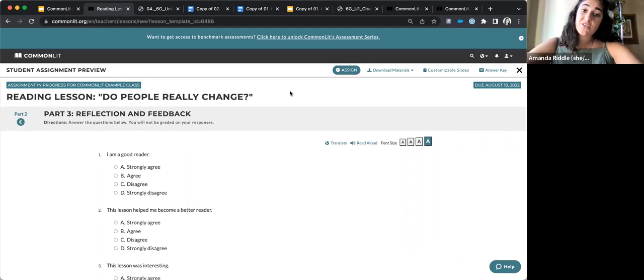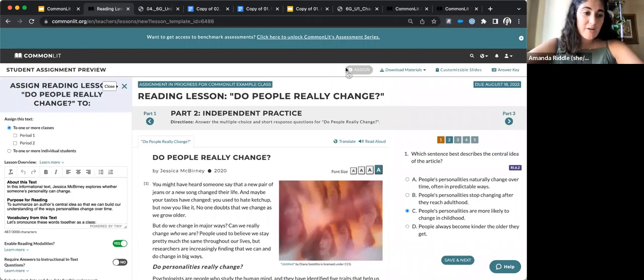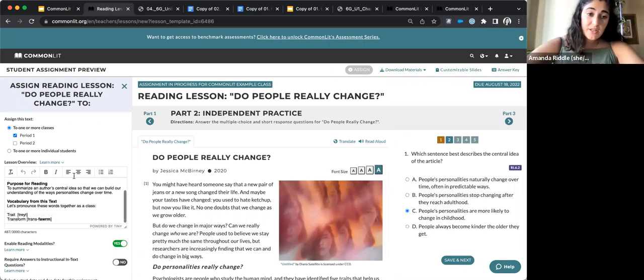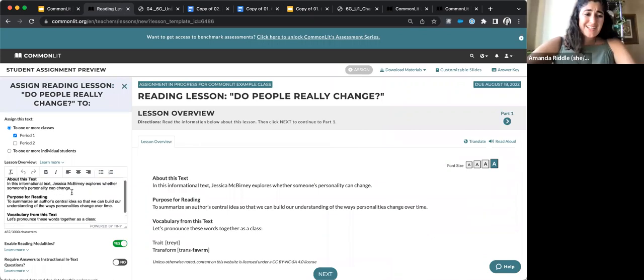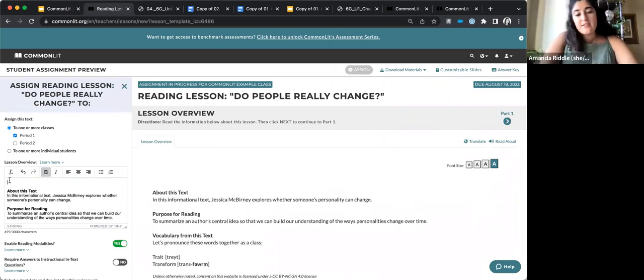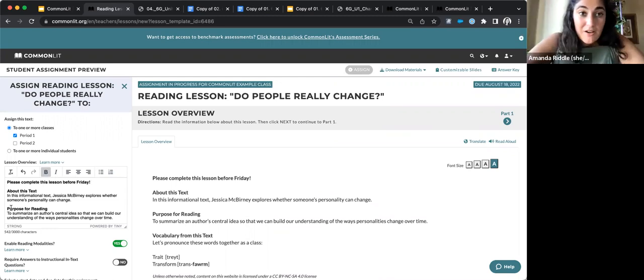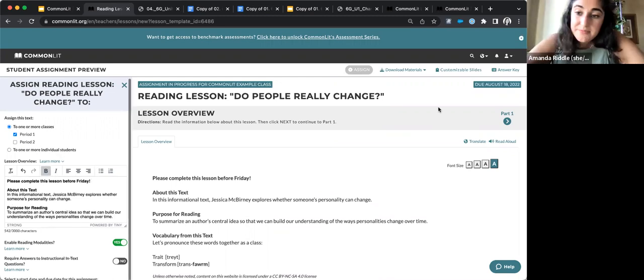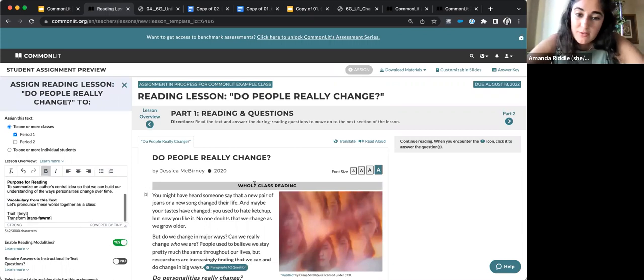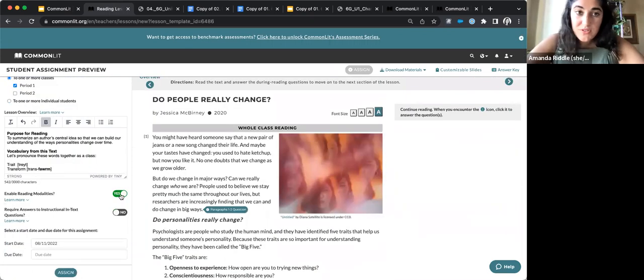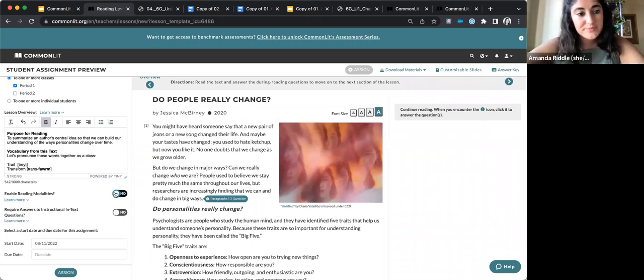If you do want to assign it digitally, you just have to press this big blue assign button. You can choose the class period that you want to assign it to. If I go back to part 1, I can even edit this and say, like, please complete this lesson before Friday, if I want to remind people of the due date. If I move through the parts, I can enable this whole class reading to make sure that students know we're doing a whole class read. Or if I want to assign this independent and want to modify, a great option, I can just turn it right off.